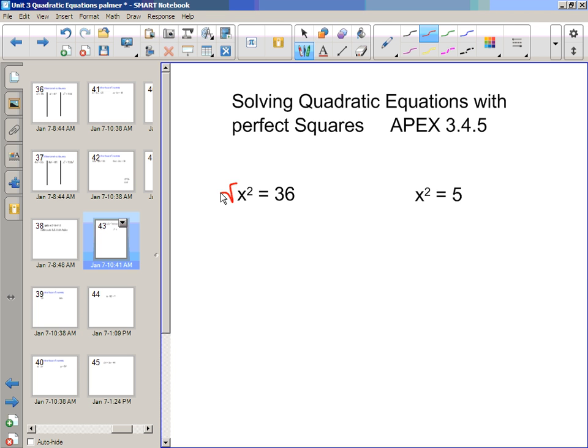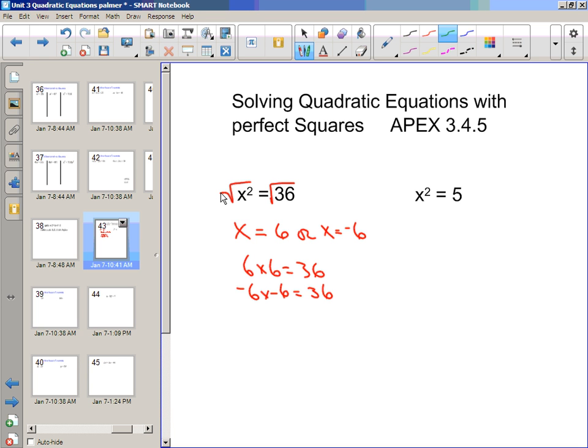Take the square root. So if we want to get x by itself and we take the square root of each side, that'll give us x equals, and keep in mind 6, or x could be negative 6, because 6 times 6 is 36, and negative 6 times negative 6 is 36.